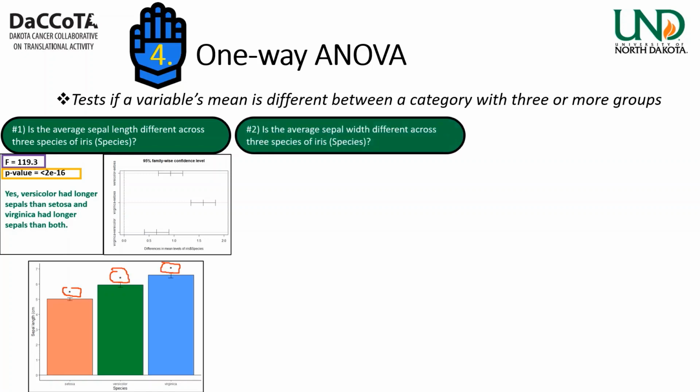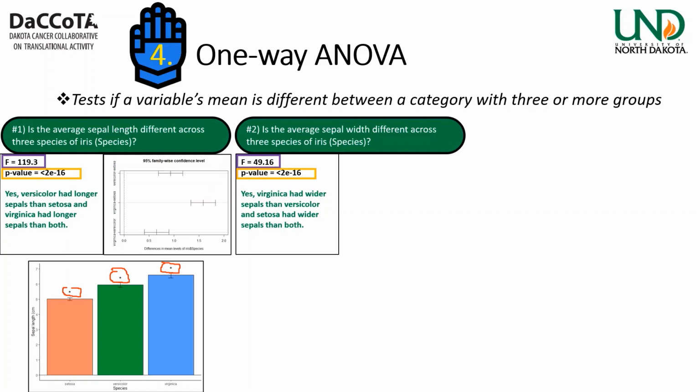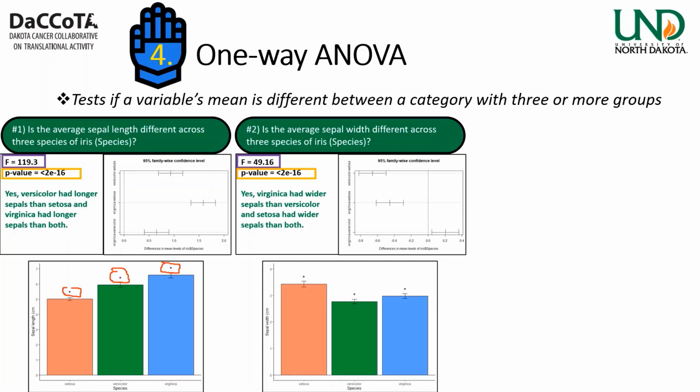So now let's ask about the same 3 species, but let's look at, instead of length, sepal width. Again, that is significant. And looking at the comparisons, they look like they're all significant. So again, we'll do the same sort of thing. It looks like this time Setosa had the widest, while Versicolor had the lowest, and then Virginica was in the middle.